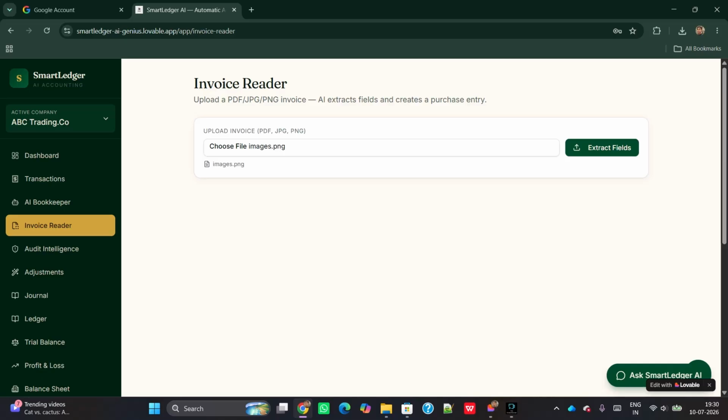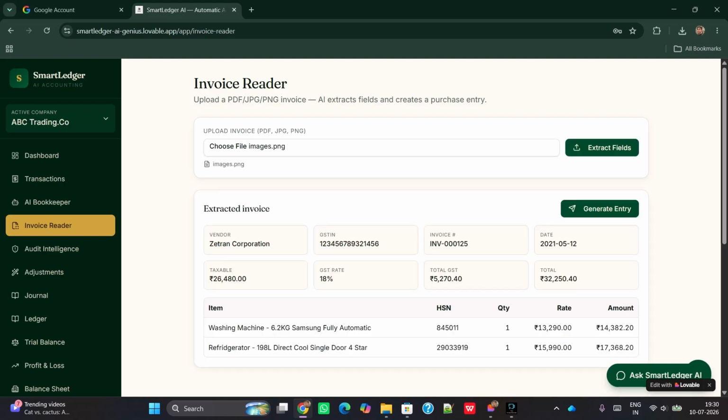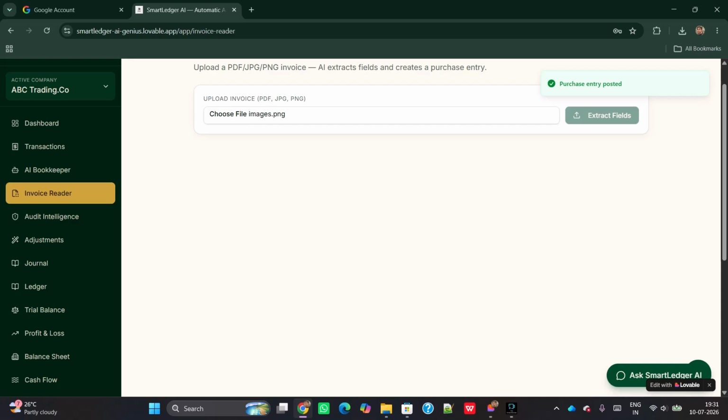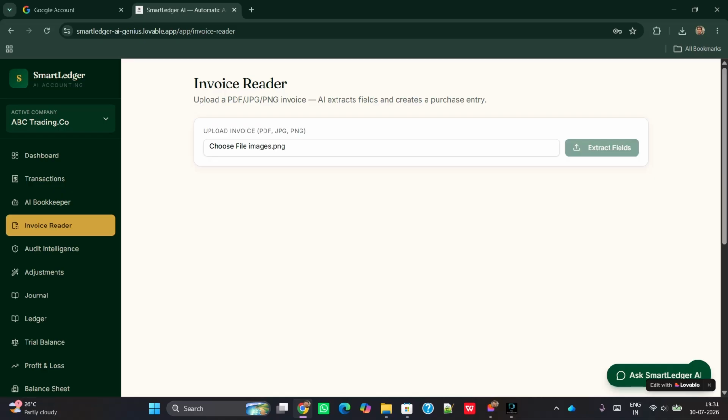Let's see, extract fields. Yes, the Smart Ledger AI has automatically read the invoice and extracted all the information from the invoice, that is the vendor, GST number, invoice date, taxable value, GST rate, total GST, total amount. Yes. So by just clicking on generate entry, the transaction will be entered. The purchase entry is posted. So it is one of the features where through the invoice we can add on the entry.